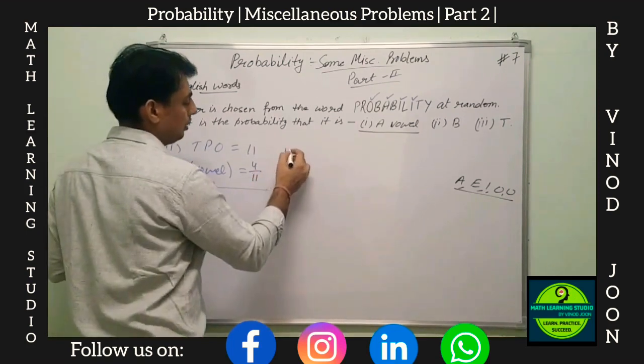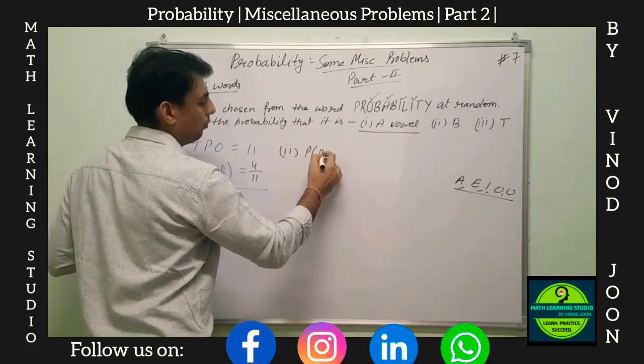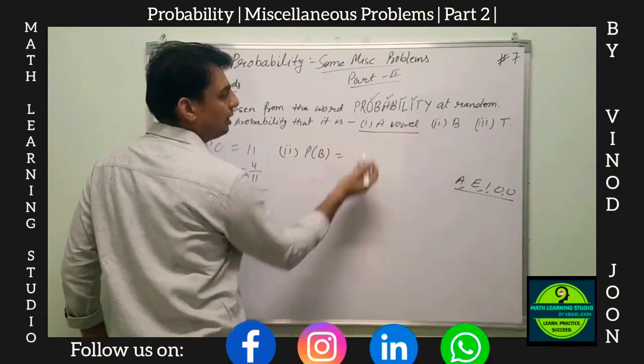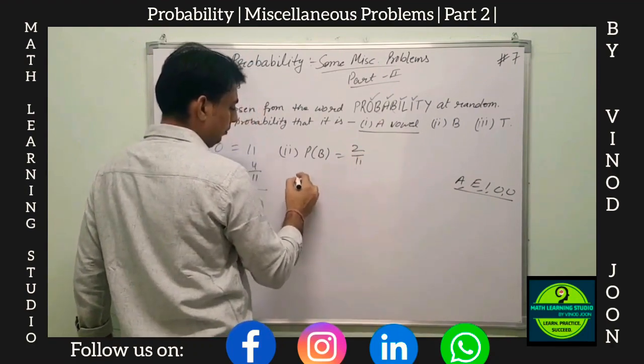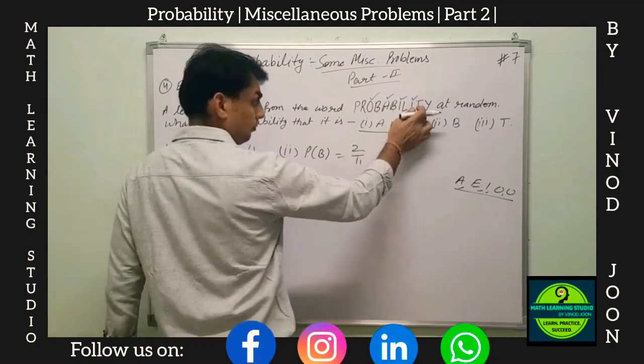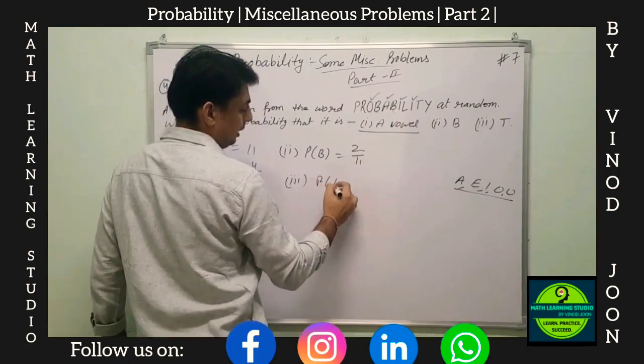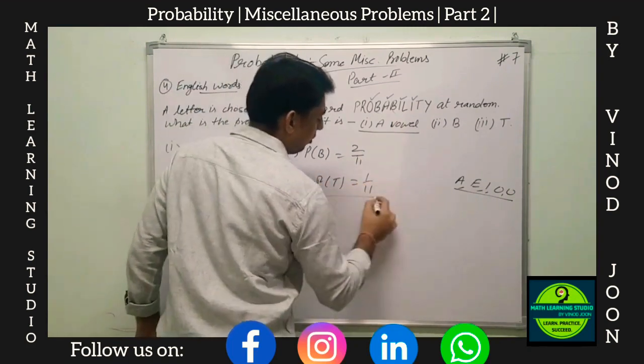probability of B. So probability of B. B की probability. How many times B is there? 1 and 2. So 2 out of 11. Third is very easy. Probability of T, just one time is that. So probability of T is 1 out of 11.